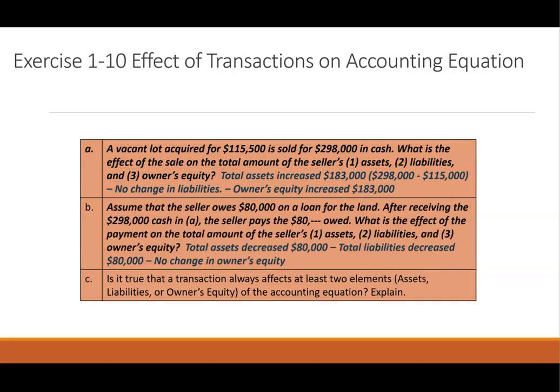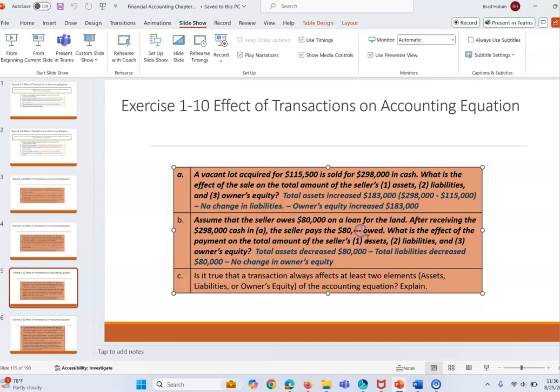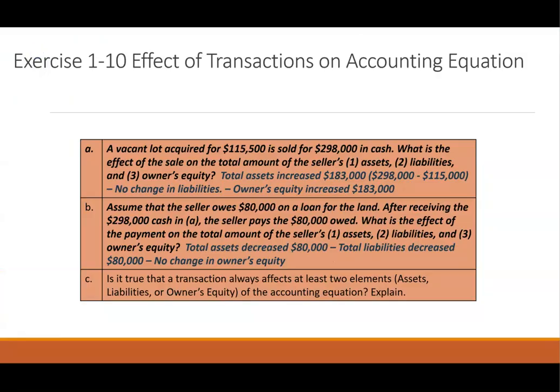Next, assume the seller owes $80,000 on a loan for the land. After receiving the $298,000 cash, the seller pays the $80,000 owed. Sorry, I missed the three zeros there. Just put those in real quick. This is a new book, so it's all new PowerPoints, and I'm sorry for the mess up. What is the effect of the payment on the total amount of the seller's assets, liabilities, and owner's equity?